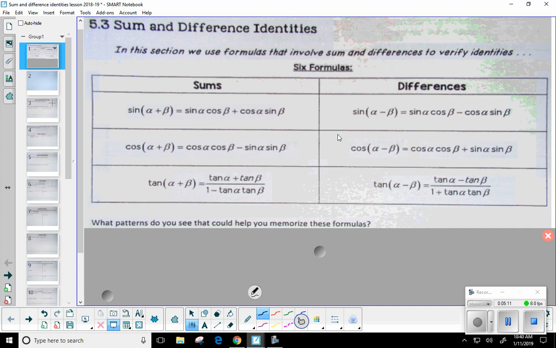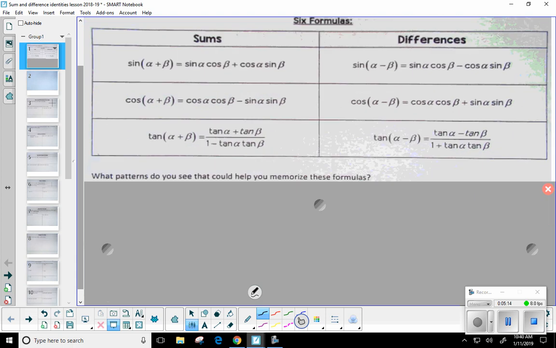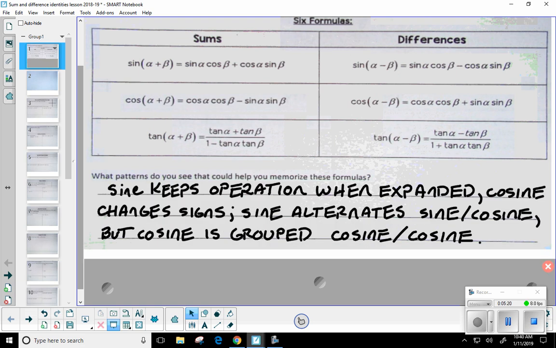Okay. Well, before we go ahead and get to an example, what patterns do you see that could help you memorize these formulas? So basically, our talking about it, well, that's really what I wrote down. The fact that sine keeps its operation, cosine does not. Sine is going to alternate with the products. Cosine is going to keep them grouped together.